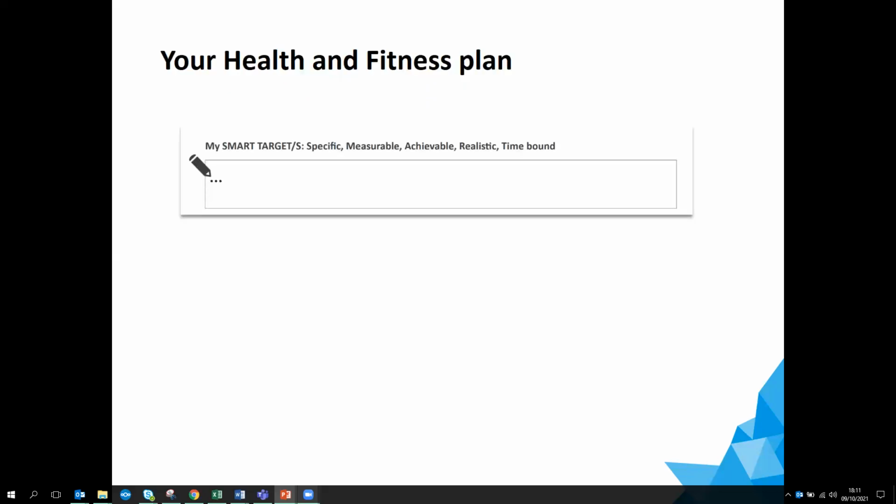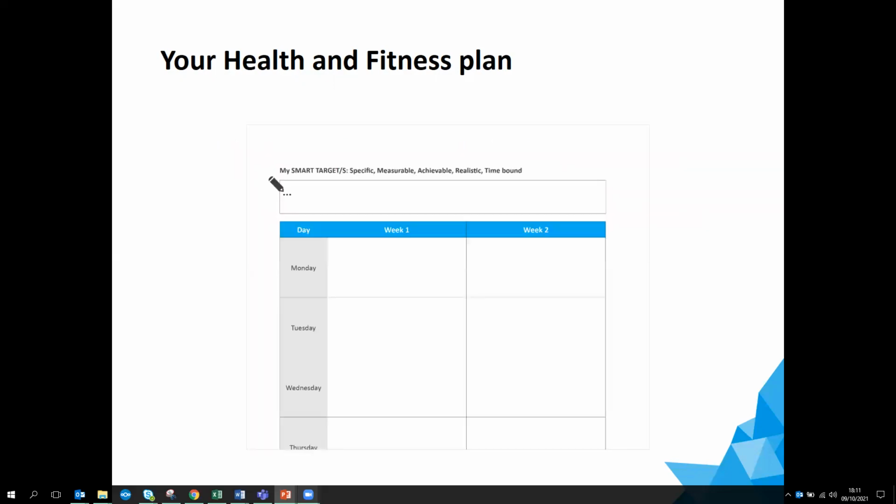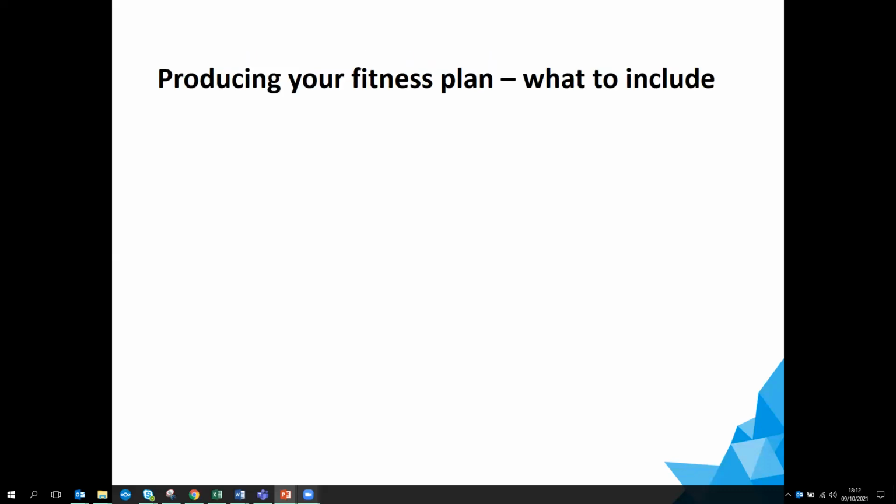As you've now identified your target, you need to record your target at the top of the fitness plan. If you're working on a paper or an electronic workbook, the first part of the plan will look like this, and it will look slightly different on Moodle. The next slides will give you the information to help you produce the detail of your health and fitness plan.